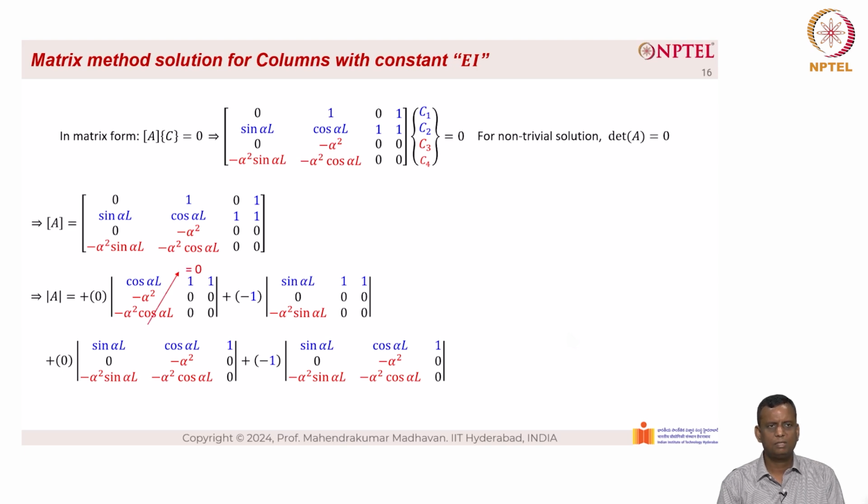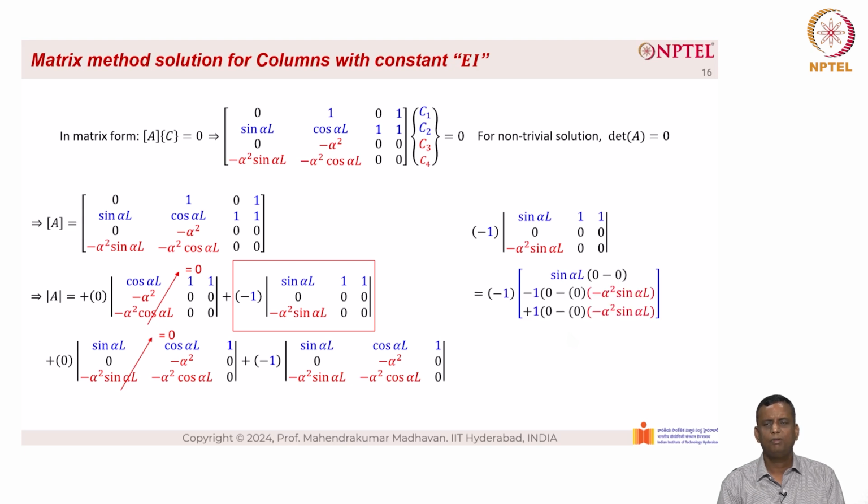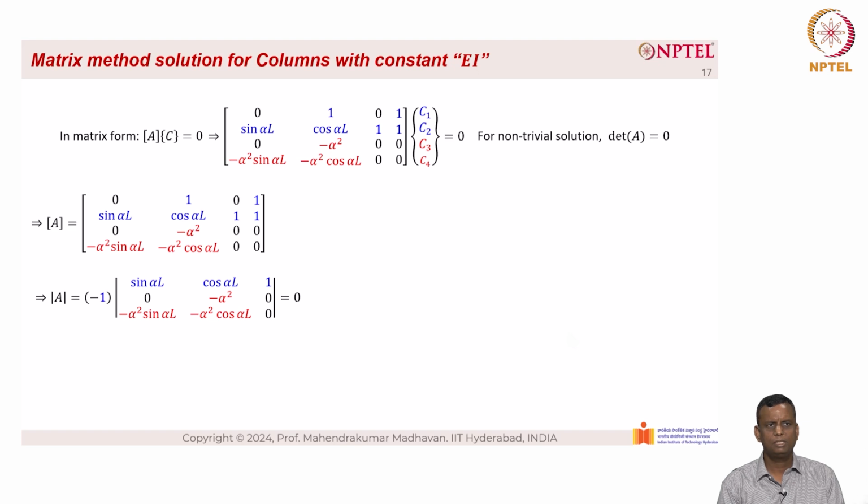So we know that the first term is 0 because 0 into something is 0. We also know that the third term is 0. Similarly, 0 into something is 0. The second term, we have minus 1 into the minor with rows sin alpha L, 1, 1; 0, 0, 0; minus alpha square sin alpha L, 0, 0. When we expand this one, we have minus 1 into the values that are given here, which again becomes 0. So the second term is also equal to 0. Finally, we are left only with the fourth term. This fourth term is minus 1 into the minor with rows sin alpha L, cos alpha L, 1; 0, minus alpha square, 0; minus alpha square sin alpha L, minus alpha square cos alpha L, 0, equal to 0.